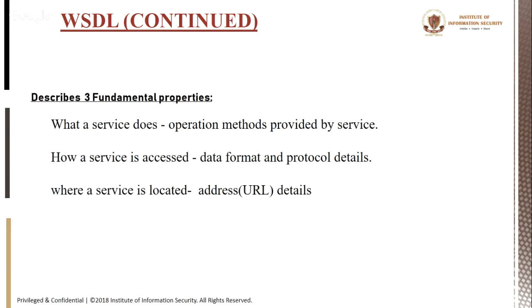The third one is where a service is located. Now we have the service, we know what that service does, how that service is accessed, but we also need to know where that service is located, so that we can go to that place and fetch that information from there. So, the address or URL details of that particular web service or WSDL.